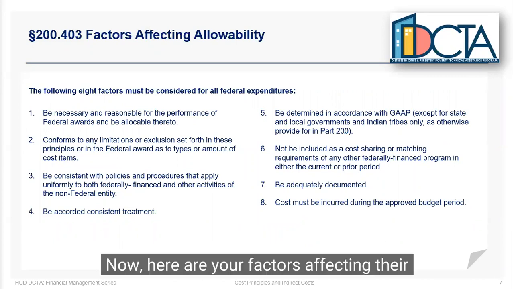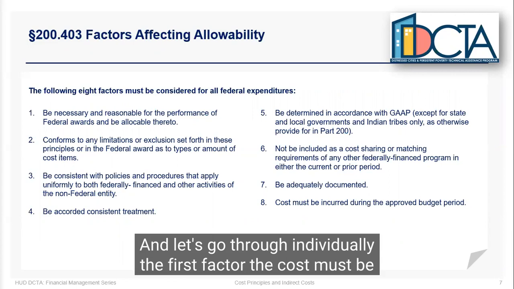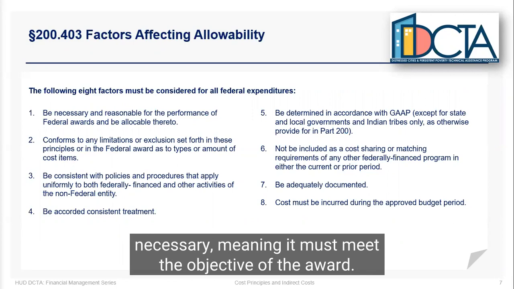Now here are your factors affecting the allowability of cost, which is 200.43. And these are your eight factors. And let's go through them individually. The first factor, the cost must be necessary, meaning it must meet the objective of the award.